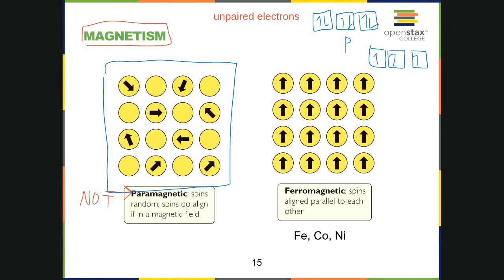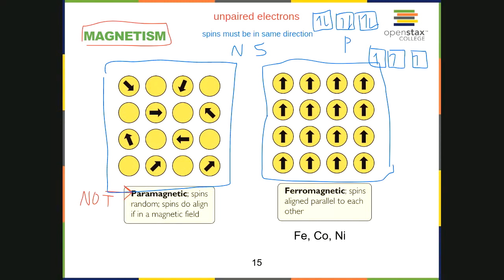So that's our other requirement for magnetism: the spins must be in the same direction. That's what's going to give you a north and a south pole for a magnet. Okay? Think of a magnet, we think about one pole being north, one pole being south. But for that to be the case, you need an arrangement like what we have here on the right, where you have unpaired electrons and their spins are all going in the same direction, making one end north and one end south. Now we've got a new word for this, and that is ferromagnetic.